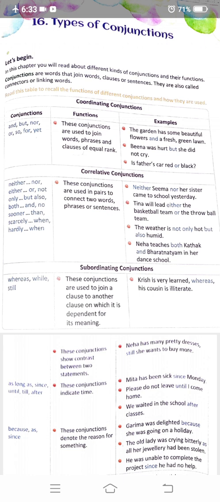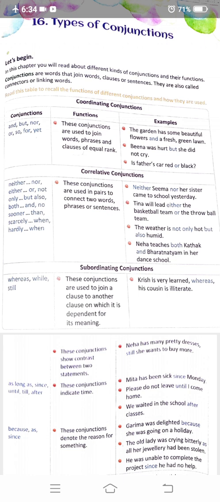So students, next we have the correlative conjunctions. For the correlative conjunctions, we can use neither nor, either or, not only but also, both and, no sooner then, scarcely when, hardly when. These conjunctions are used in pairs, as you can see with neither nor, either or, not only. They are used in pairs to connect two words or phrases, or you can say sentences.